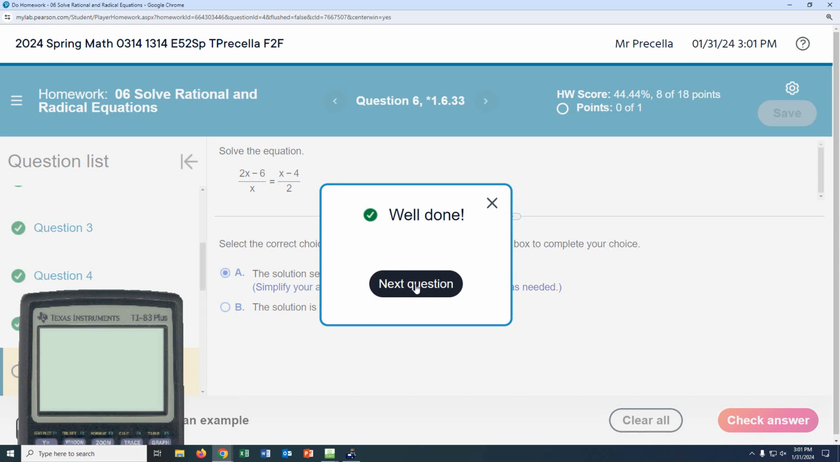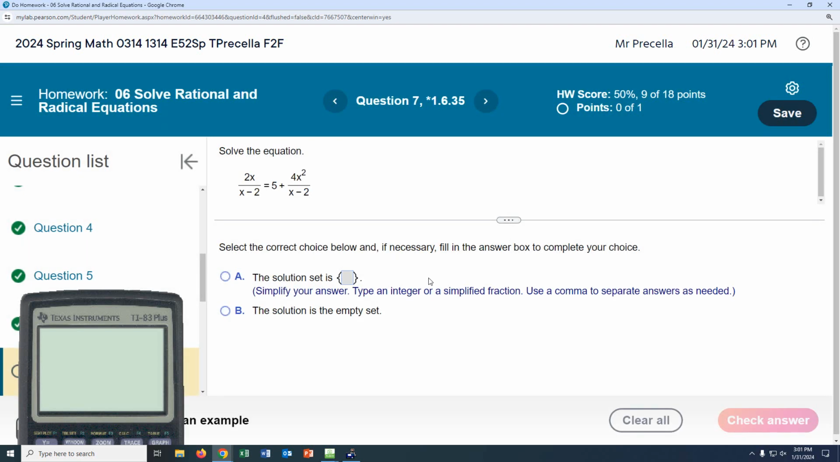Okay. Any questions? We have one more equation with fractions, and then you'll start the ones with the square roots and then the cube roots. Messy ones, okay? We have one more with the fractions, and then we're going to start the messy ones.